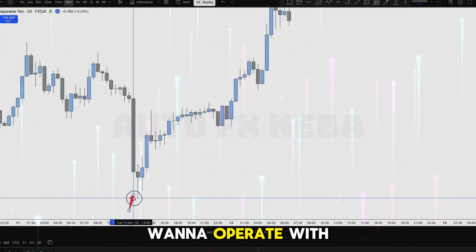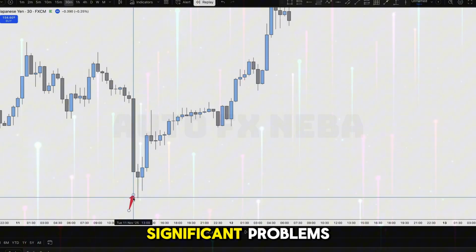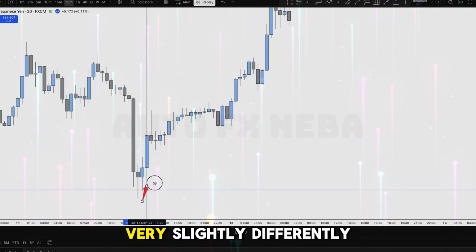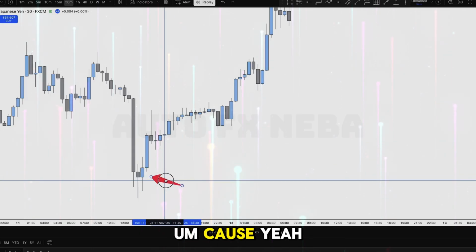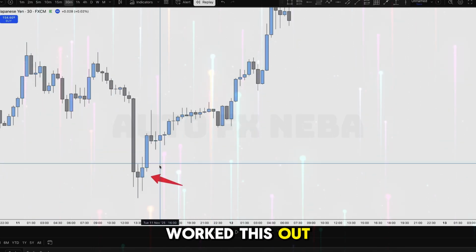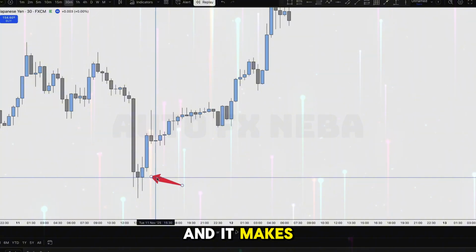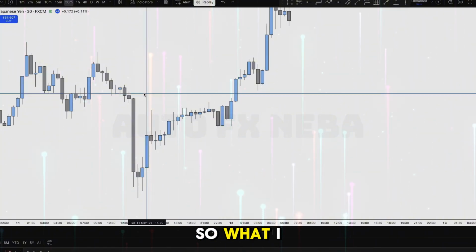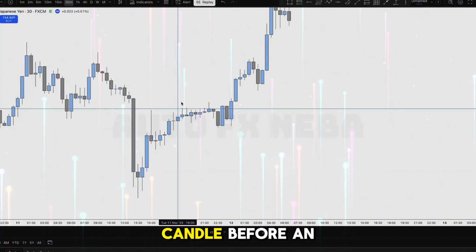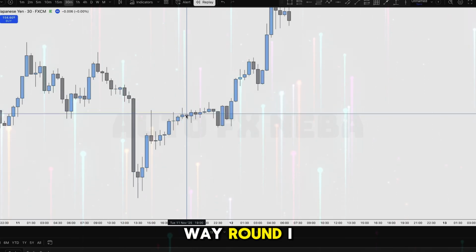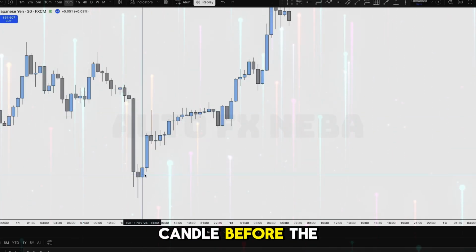If you just want to operate with that format, I don't think you'll run into significant problems, but I do look at things very slightly differently, because I kind of worked this out myself, that this seems to work better and it makes more logical sense to me. So what I do, instead of the last down candle before an up move, or the other way around, I use the last candle before the impulse.